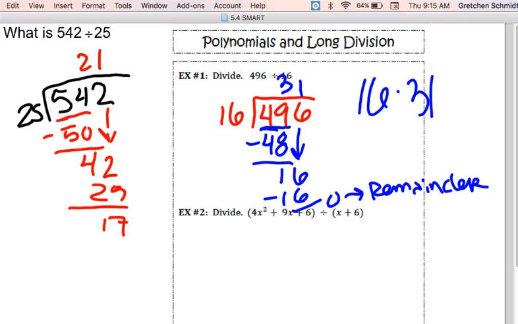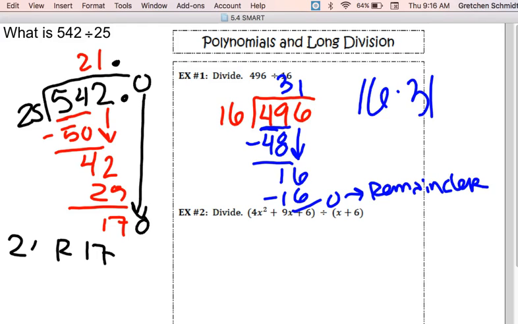So right now, is 25 a factor of 542? No, you get a remainder when you divide. The ways that you have learned how to deal with remainders: the first way is you just said my answer is 21 with a remainder of 17. The second way is you add a decimal and a 0 so you can keep going and get a decimal answer.